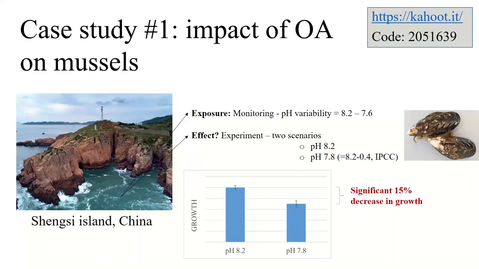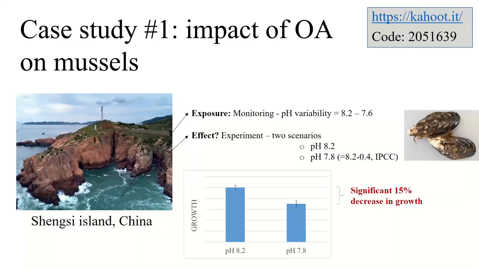So let's say you're interested in what will be the impact of ocean acidification on mussels that are located in this beautiful Chengxi Island in China. So if you go there and collect your mussels, you can also monitor the pH, and you can realize that the pH variability in that area is between 8.2 and 7.6 all year round. So then you design an experiment and you test the effect of two pH. So one is 8.2 and the other one is 7.8 under the idea that you expect a 0.4 pH decrease under IPCC scenario. So you decrease 8.2 by 0.4 and you have a pH of 7.8.